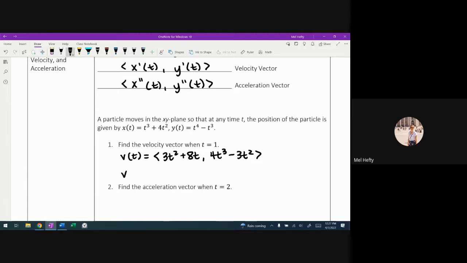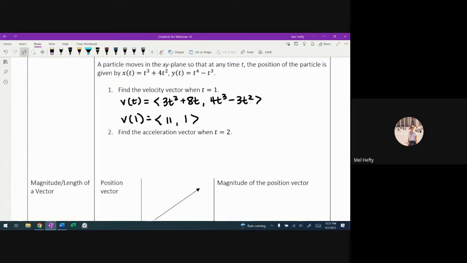With all of our hopes and dreams, we're going to find v of 1 by, you guessed it, plugging in 1. So that would be 3 plus 8 is 11, and 4 minus 3 is 1. Now, some things we learned from getting this 11, comma 1: that 11 means we're moving relatively fast in the horizontal direction to the right, or whatever the positive direction is. That 1, we're moving kind of slowly up. So we're doing something like that. Cool. Do you guys think you can find the acceleration vector when t equals 2?